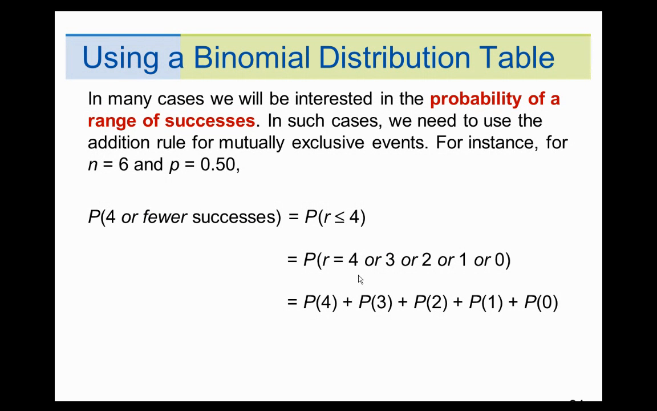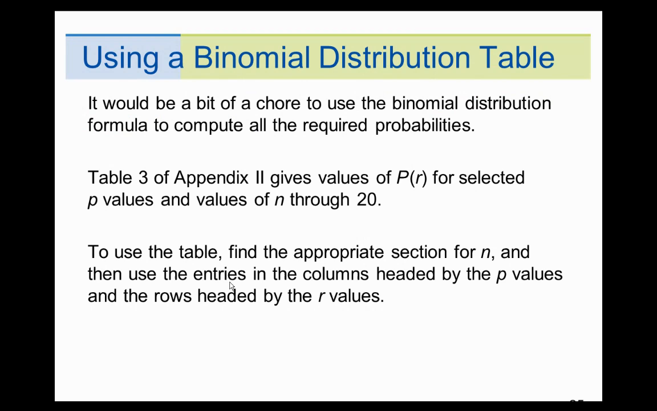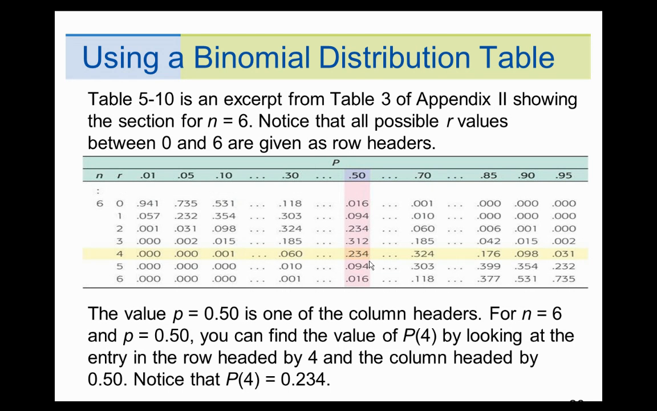Many times we're interested in a range of successes. I'm not interested in just 1 or 2 or 3. We want to know the probability of 4 or fewer. 4 or fewer would be 4, 3, 2, 1, or 0. So I could conceivably take all these 5 answers and add them up, use the formula 5 times. Do I really want to do that? Not really. And he talks about going to the table, which I definitely don't want to do. But here's how you would do it if you could use your table in the back of the book.